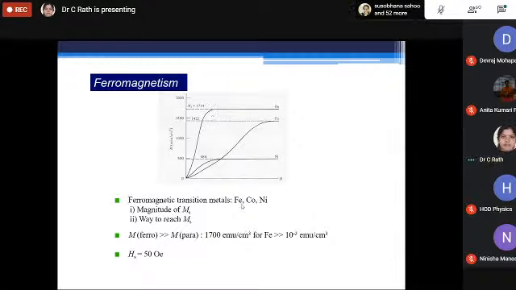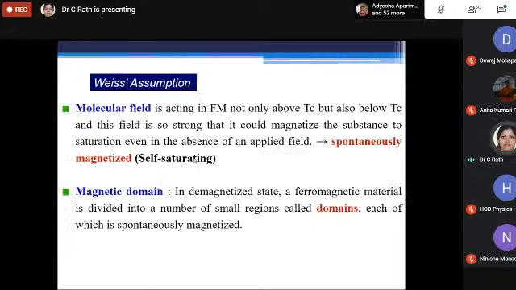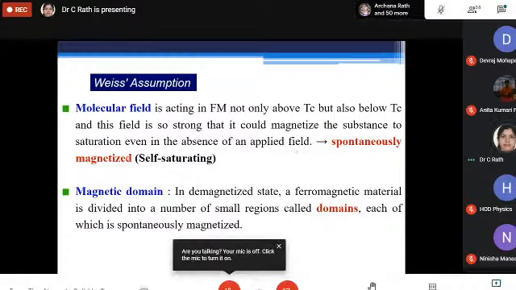So this concept of domain is given by Weiss, and he showed that this molecular field which is acting in ferromagnetic material acts below and above Tc, but this field is very strong that it could magnetize the substance to saturation, even in absence of an applied magnetic field. That is spontaneous magnetization in a domain. And that domain concept is given only by Weiss.